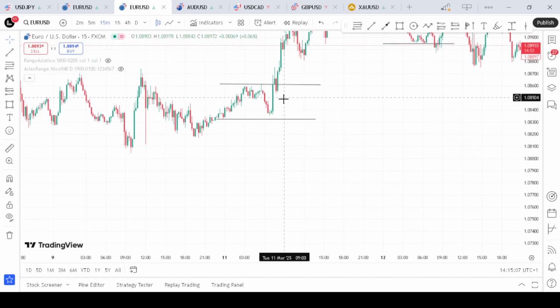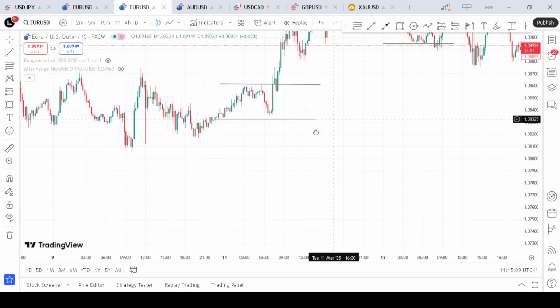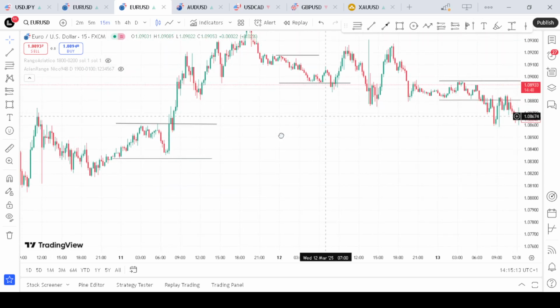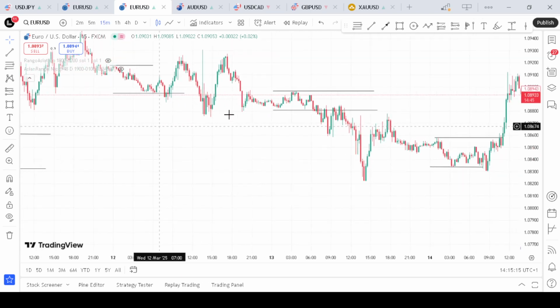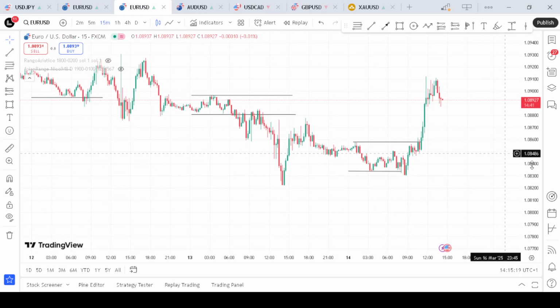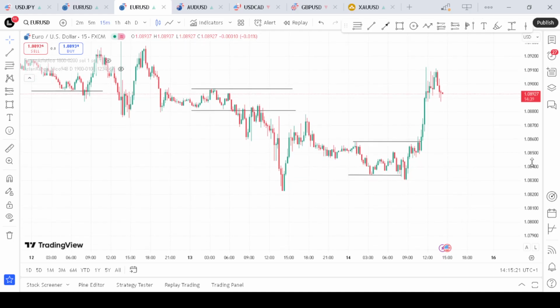Remember, once price sweeps liquidity below this level and then quickly reverses upward, you have a potential buying opportunity. Conversely, when it sweeps higher and reverses to the downside, you have a selling opportunity. So let's see how we can enter a buy opportunity.